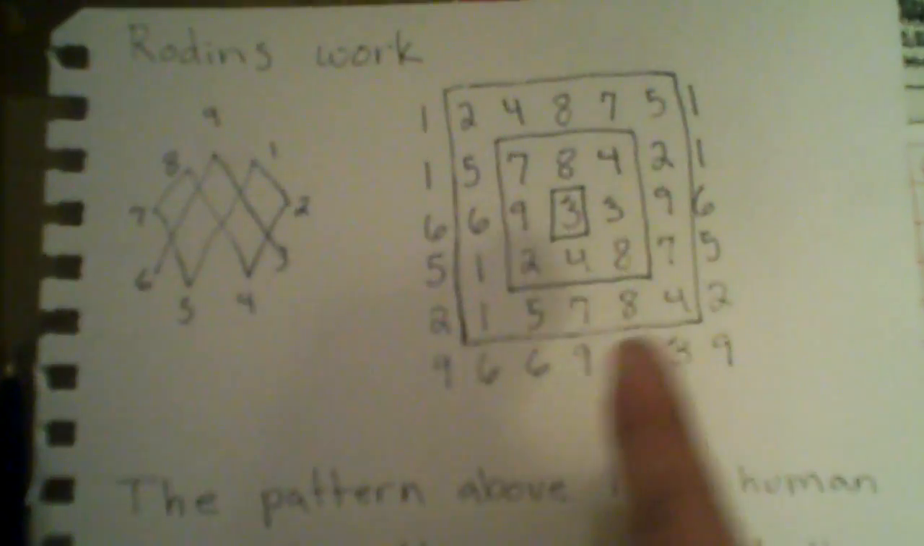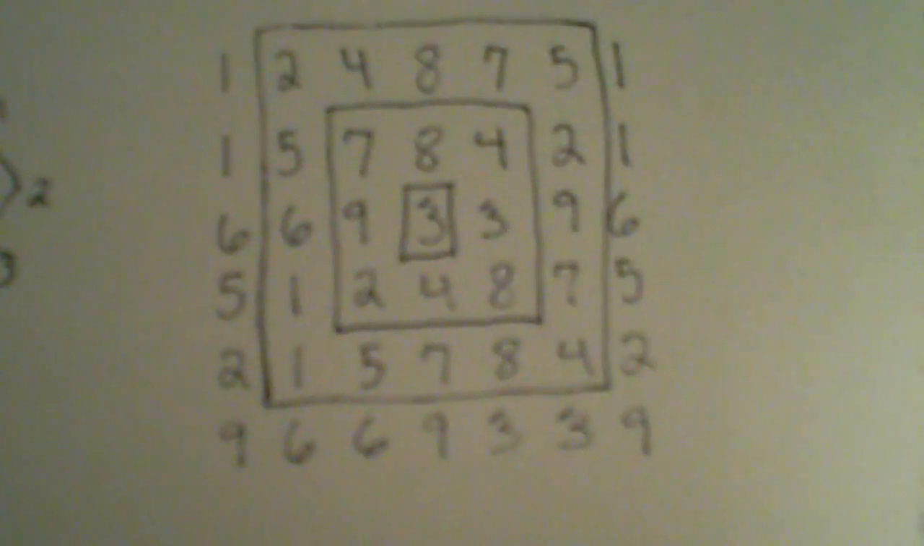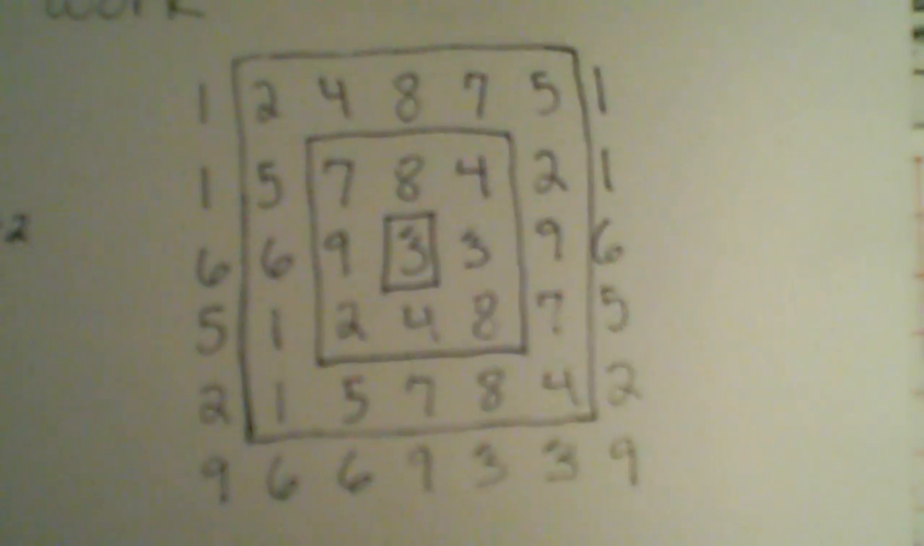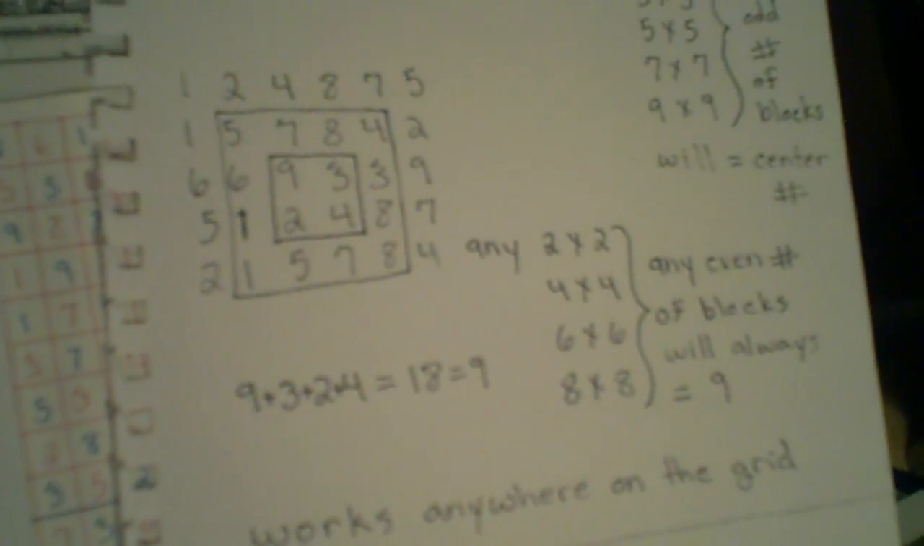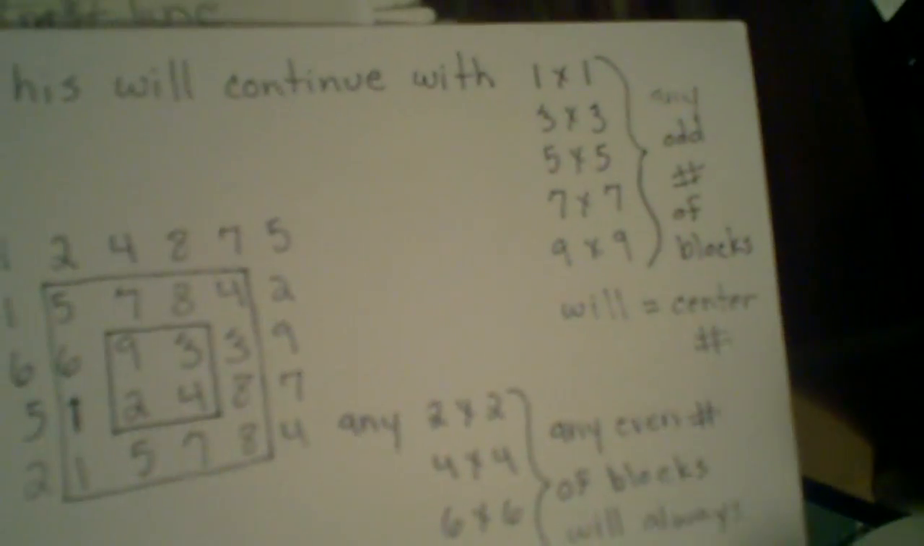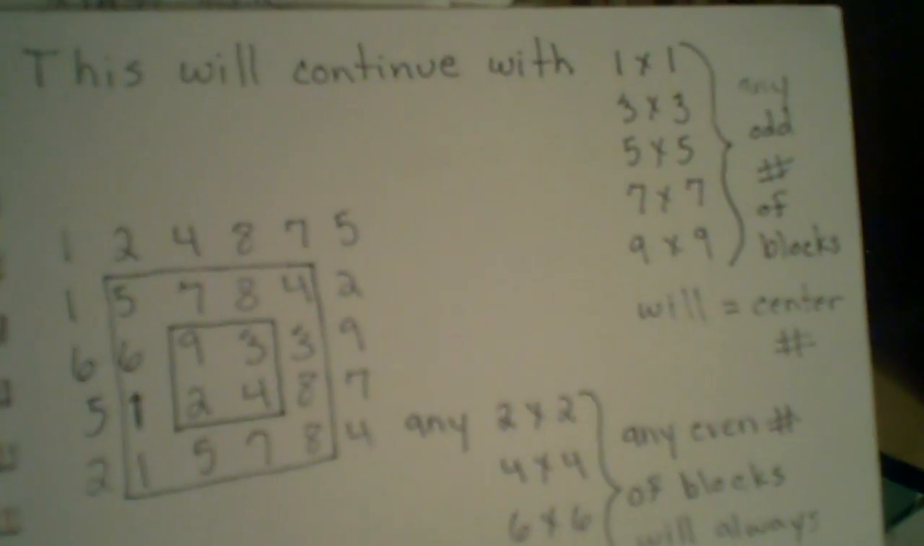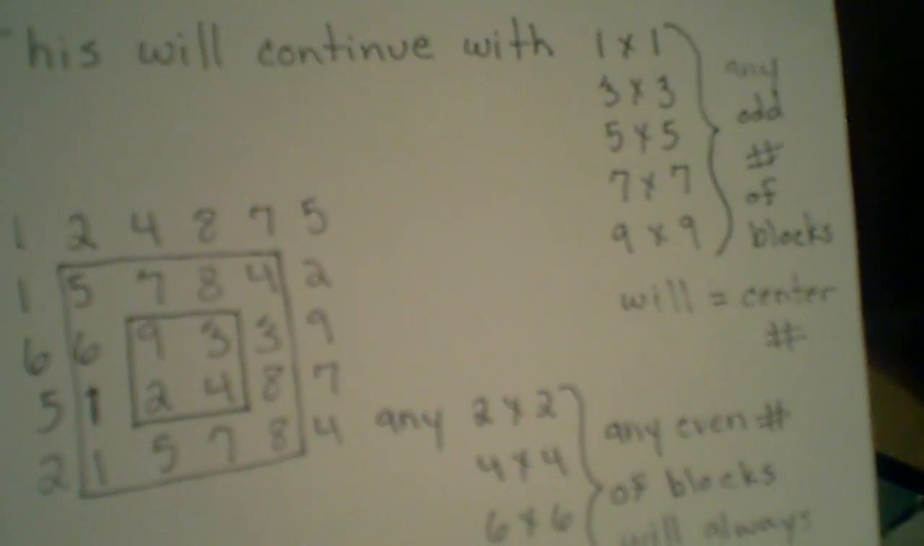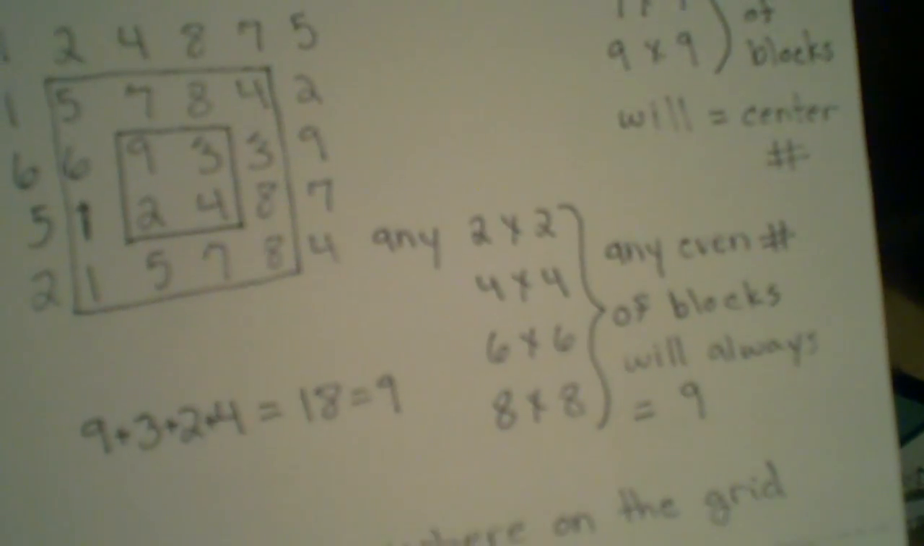We have Roden's work here. That's his grid. Anything in the center of any odd number of digits square, 3 by 3, 5 by 5, 7 by 7, the center digit will always equal that digit. My grid does the same thing. 2 by 2, 4 by 4, 6 by 6 on this grid always equal 9. My grid does exactly the same thing as Roden's does, but one line of mine holds Roden's entire grid.